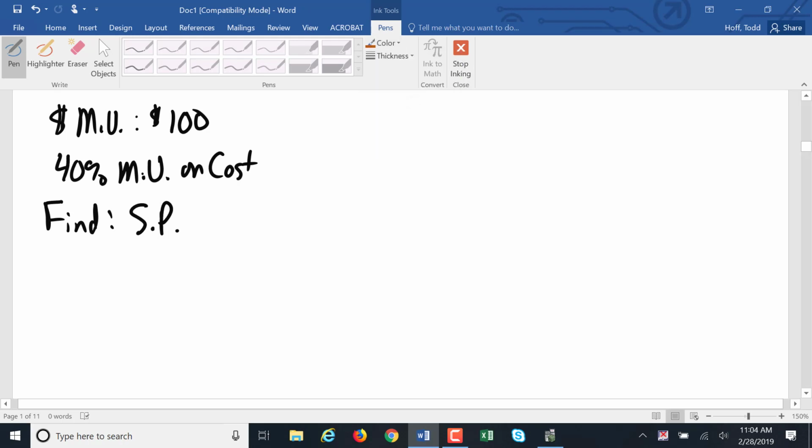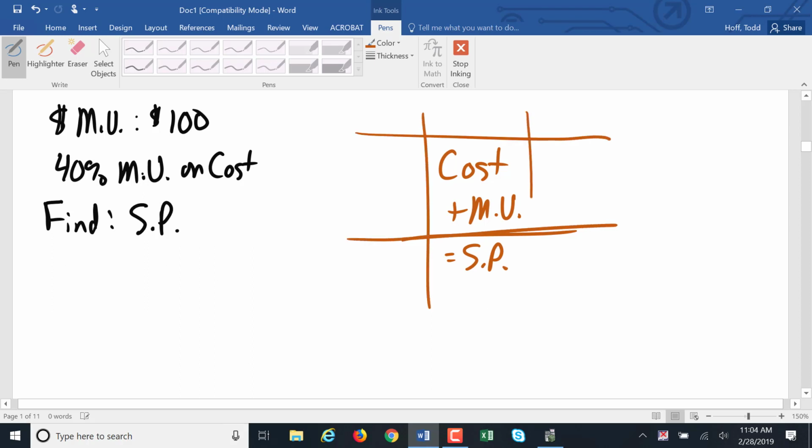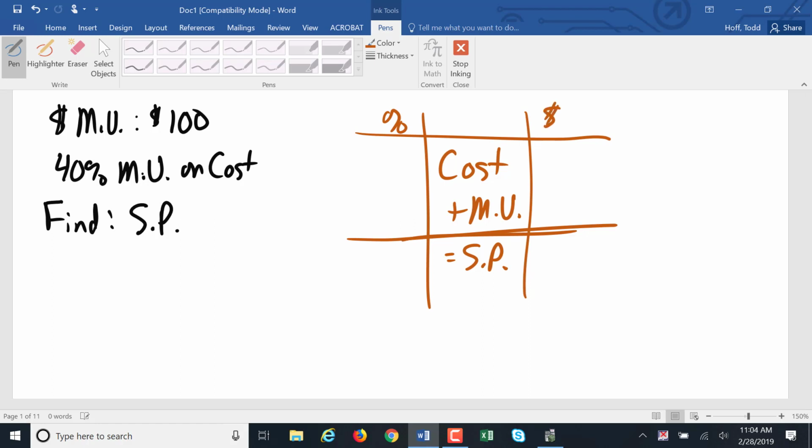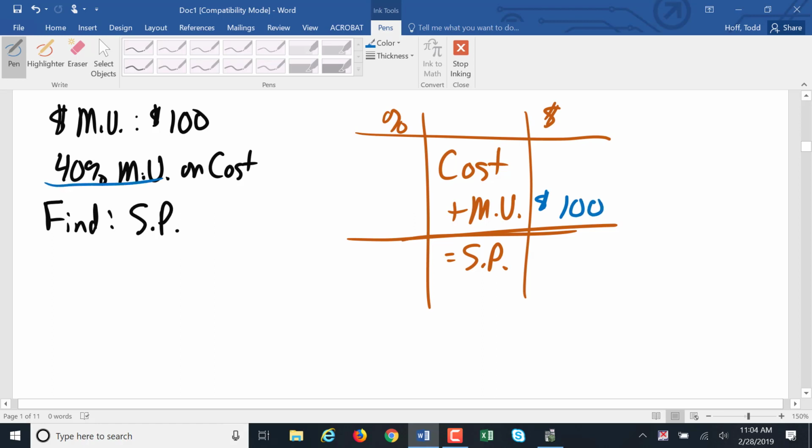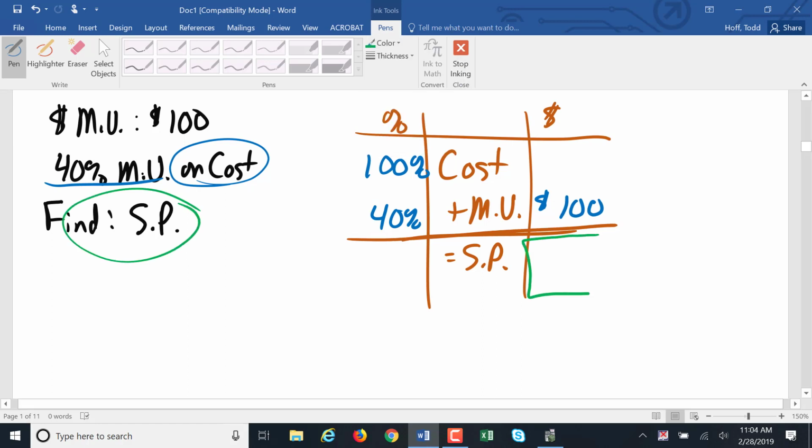So again, our table is going to start out exactly the same. Cost plus markup equals selling price. So once again, we're given a dollar markup. That's the $100 on the dollar side of the markup. We're given the percent markup, 40% markup. So 40% goes on the percent side of the markup. Once again, on cost confirms that the 100% goes with the cost. We're asked to find the selling price, so the dollar amount of the selling price.